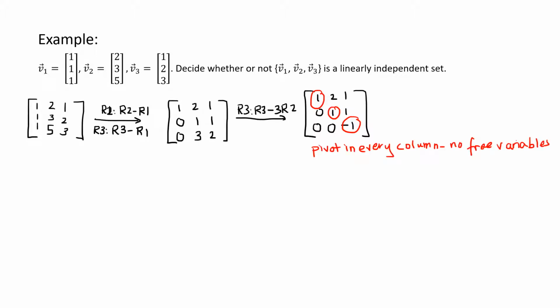And that means that all solutions are unique. There's only ever one solution. So unique solutions means that our set is linearly independent.